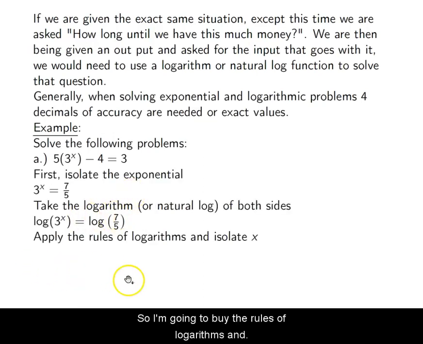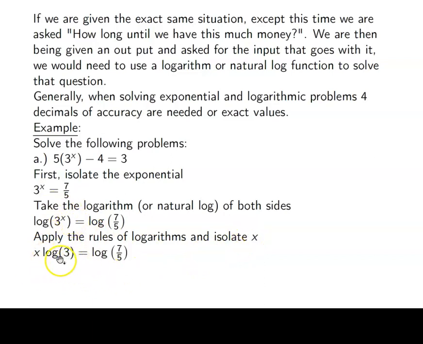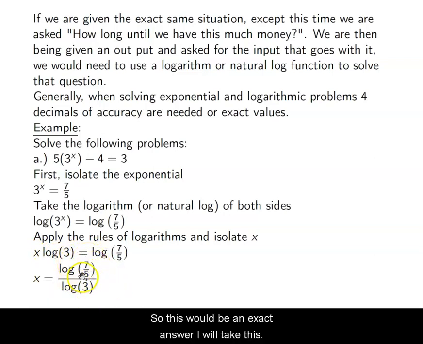Okay. So I'm going to apply the rules of logarithms and isolate my x. So my x comes out. So now I have x times log 3 equals some other log. And if I want to isolate x, I just divide both sides by log 3. So this would be an exact answer. I will take this as a correct answer for problems like this always.